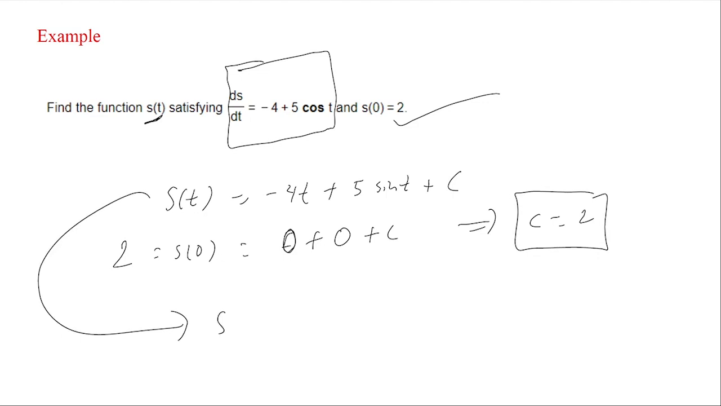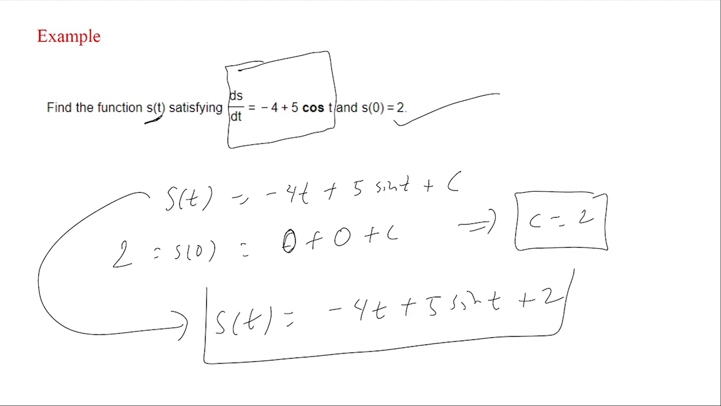So the function s of t would be -4t plus 5 sine t plus 2. That is the function. If we find the derivative of this function, that will be this. And if you find the value of the function at 0, that would be 2. So this is how we can find the antiderivative.